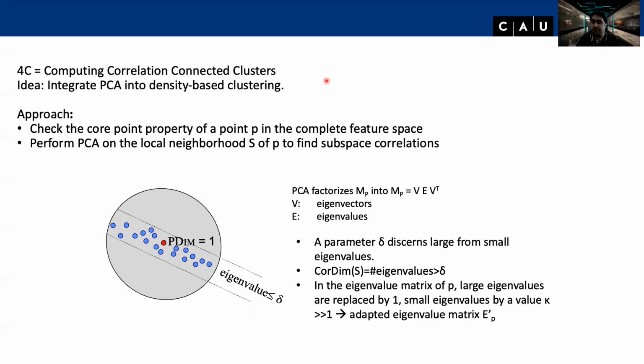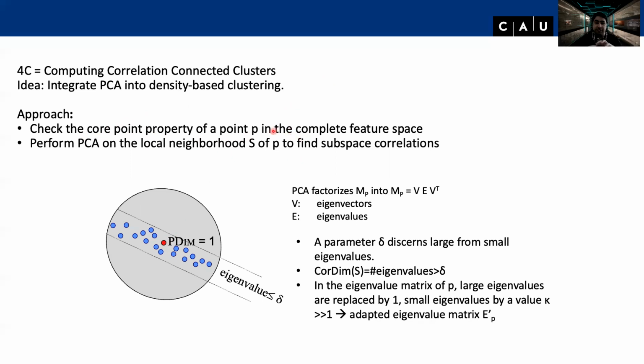So density-based clustering, as you may know from the clustering algorithm DBSCAN, with core point, density connected, density reachable, and all of these properties, are incorporated into this work of 4C. So the general approach is to check the core point property of an object P, this red one here, for instance, in the complete feature space that we have in the beginning.